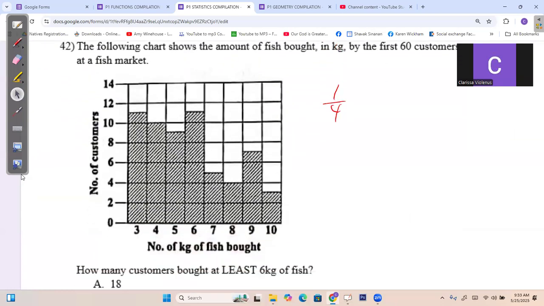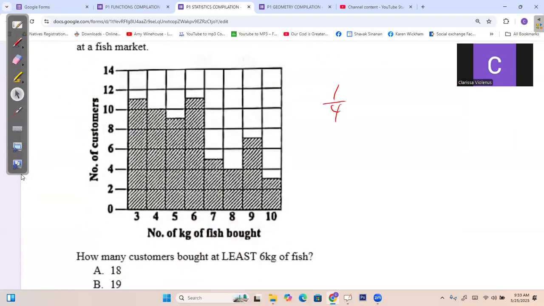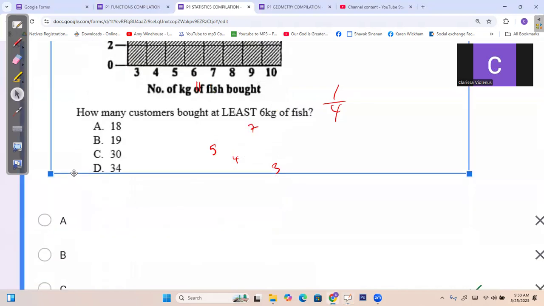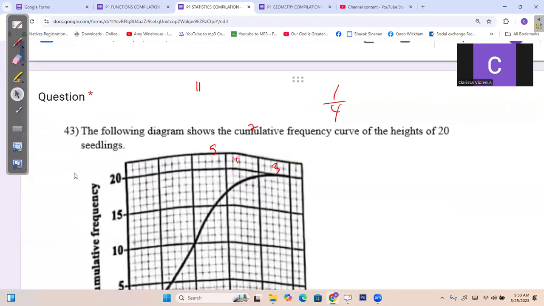Out of 60 students, how many students bought at least 6 kg? At least means 6 or more. I think we did this already, but just in case, let's do it. 6 or more. This would be 11. This would be 5. This would be 4. This would be 7. This would be 3. So that's 10. 19, 30. So the answer is C, 30.